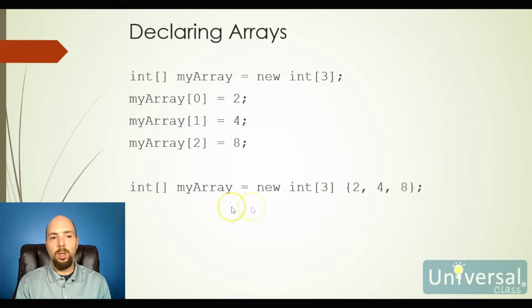There is actually a shortcut way to do it. Now the shortcut only works if I populate the entire array when I declare it. Alright, so in this case I'm making a new integer array called myArray, which is equal to a new integer array of 3 elements in length. And then in curly brackets over here, I simply put 2, 4, and 8, which is the same as doing these 3 lines of code up here.